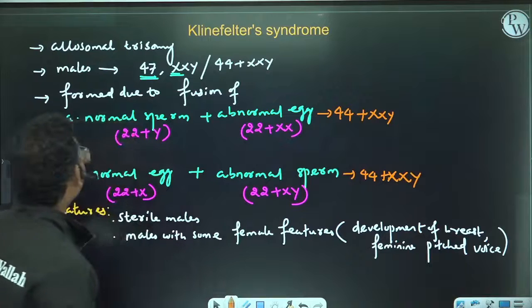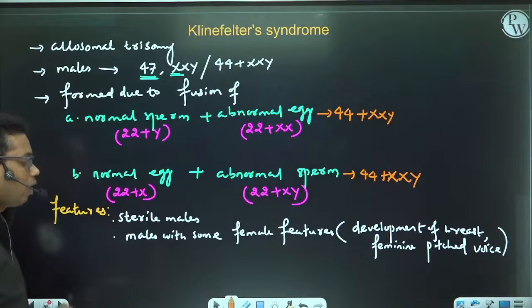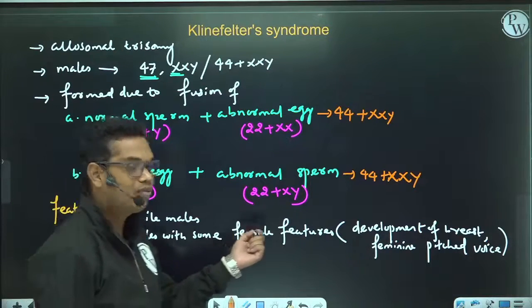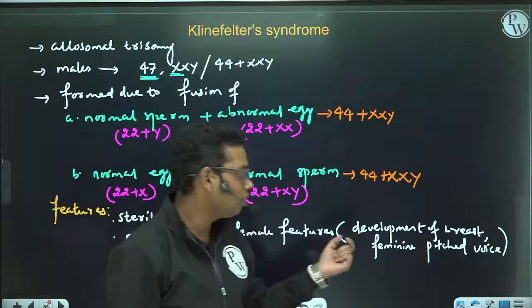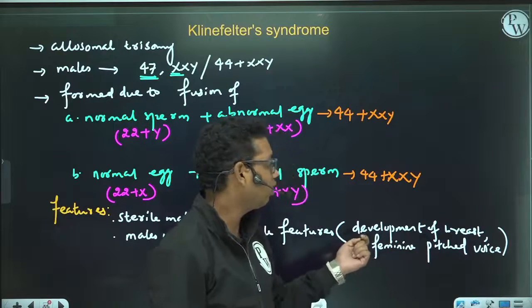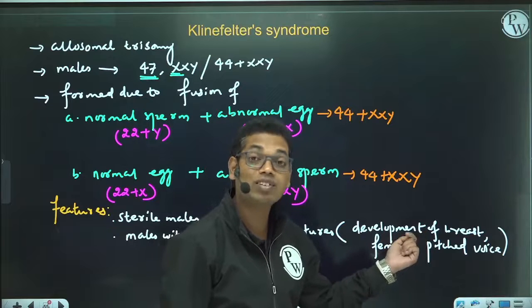Okay, and such males are sterile, and these males will have some female features, like the female voice, and the breast will develop, which is known as gynecomastia.